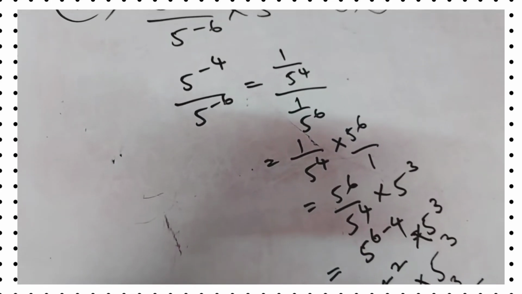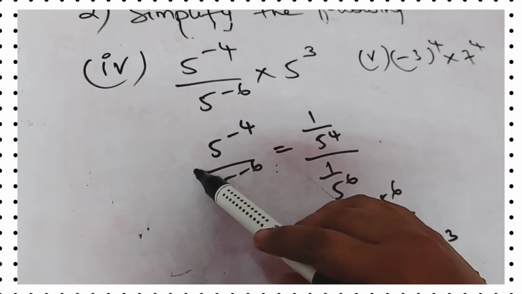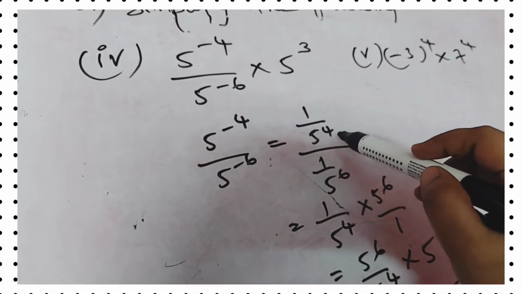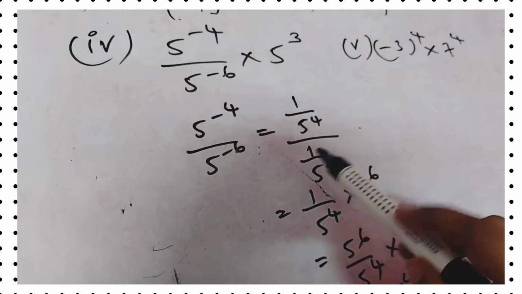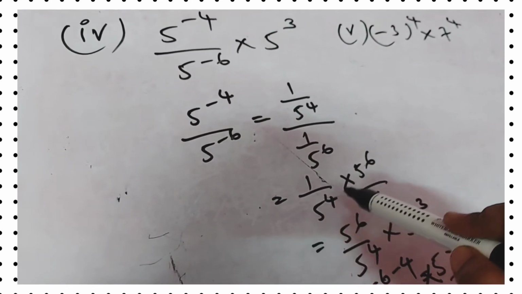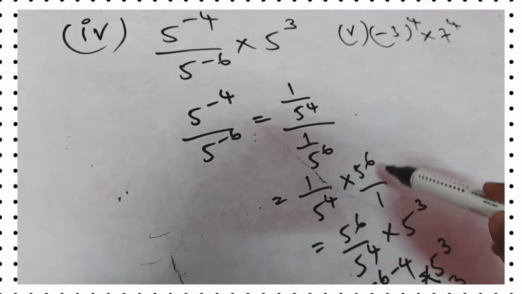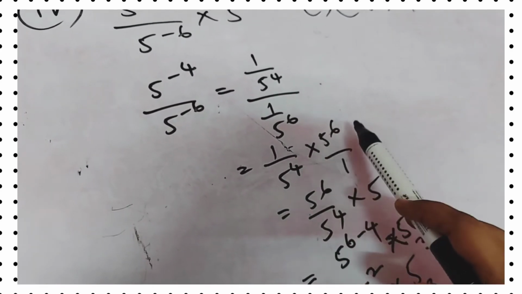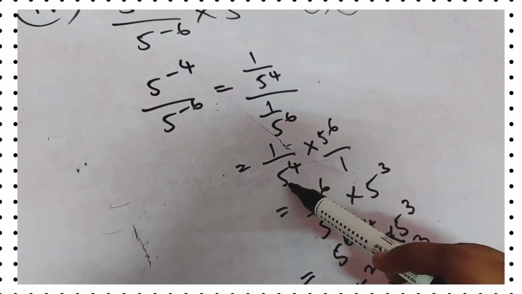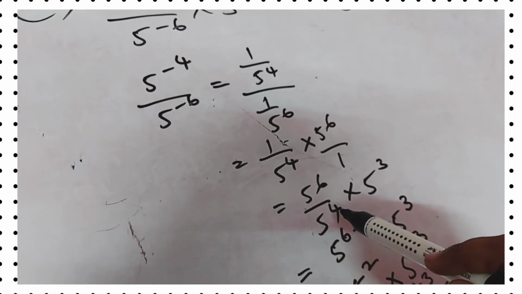Okay. First you have to write this 5 to the power of minus 4 as 1 by 5 to the power of 4. Then this 5 to the power of minus 6 as 1 by 5 to the power of 6. Then what you have to do? 1 by 5 to the power of 4 into 5 to the power of 6 by 1. Here we are taking the reciprocal. So now 1 into 5 to the power of 6 is 5 to the power of 6 only, by 5 to the power of 4 into 1 is 5 to the power of 4 only.